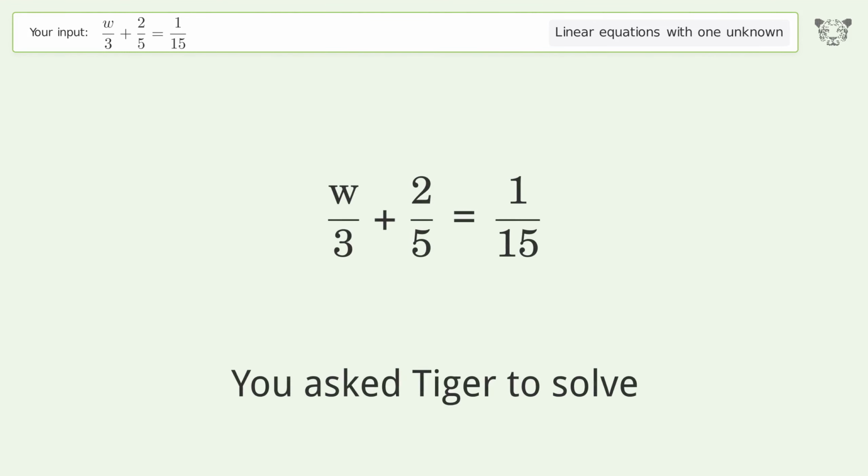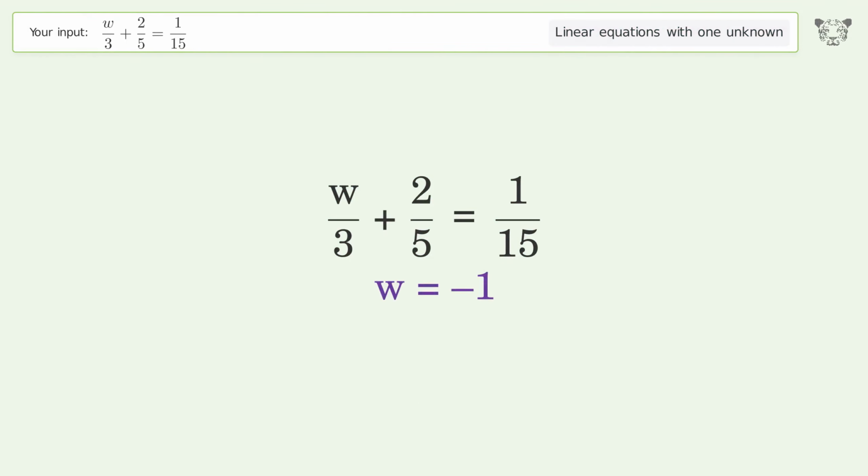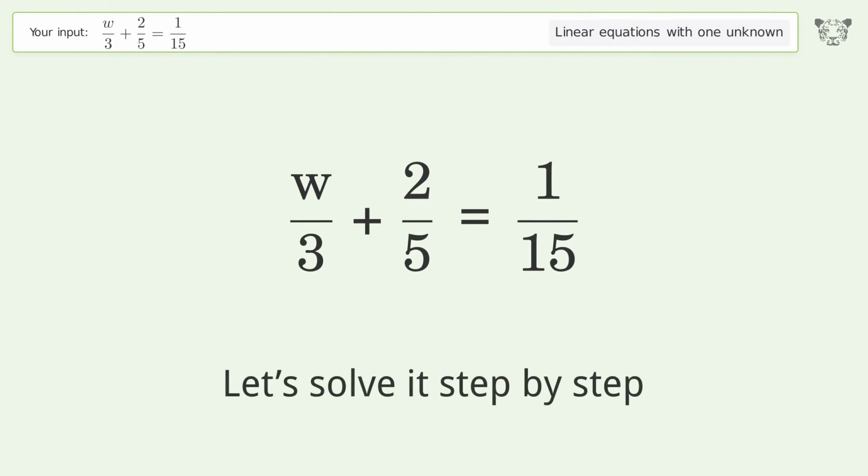You ask Tiger to solve. This deals with linear equations with one unknown. The final result is w equals -1. Let's solve it step by step.